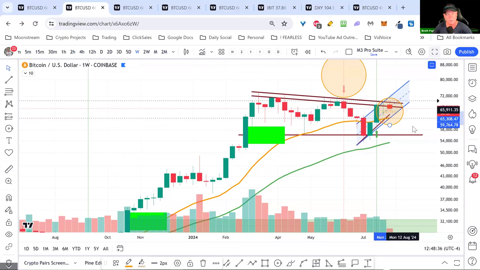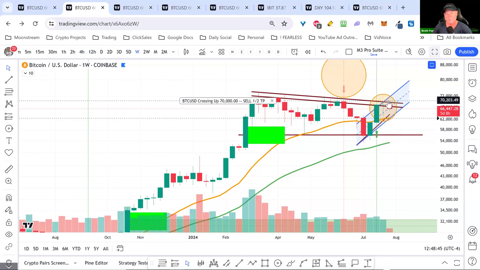I think we do go lower. The question is how far. I would not be buying here waiting for some FOMO breakout. I bought some Bitcoin last week at the conference. I was happy it was up. Now it's pulled back below. If it pushes up in this region again, I'll likely be selling. I'll probably sell some of it.